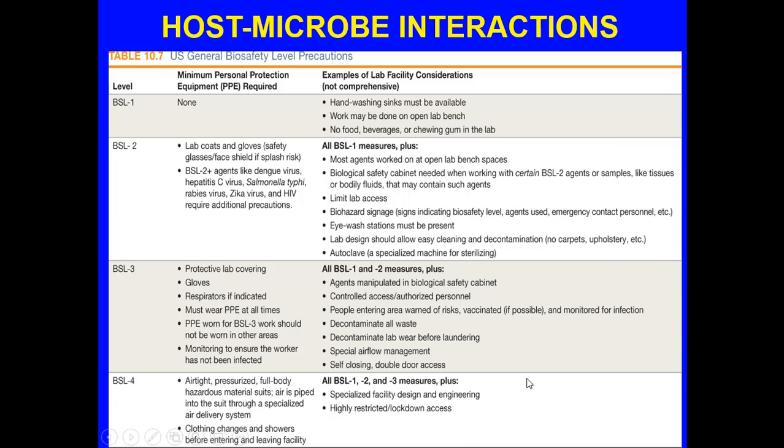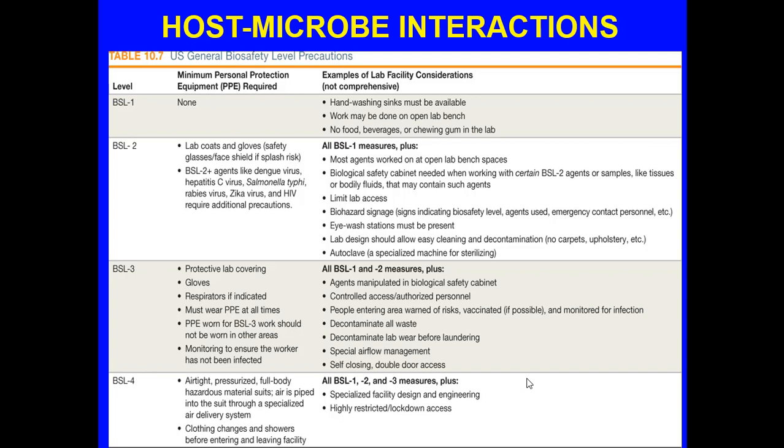Now, here's the thing. We've worked in labs where you have BSL level 1, just hand washing, work can be done on an open bench. And of course, basic safety protocols demand that no food, beverages, or even chewing gum occurs in the lab. You don't need any PPE. BSL level 2, though, you do need lab coats and gloves. You may need safety glasses or a face shield if there's a splash risk.